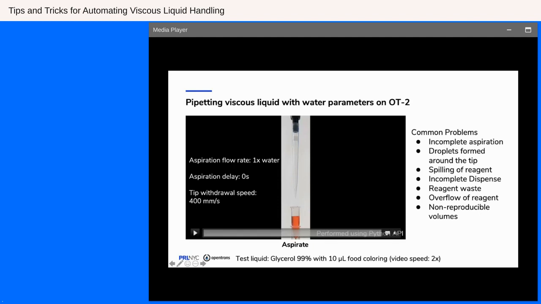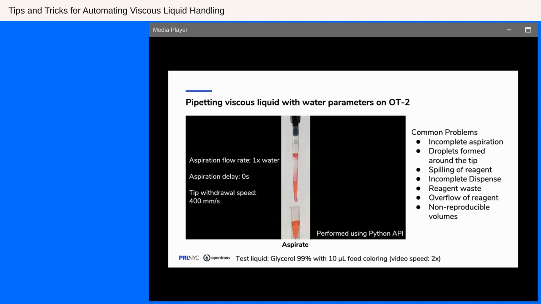Let's take an example of what exactly happens when a viscous liquid is aspirated. Any robot or even the manual pipetter is tuned for best performance using water. So if you're going to use the same parameters to handle viscous liquids, this is the case which is going to happen. This is a case of aspiration of viscous liquid.